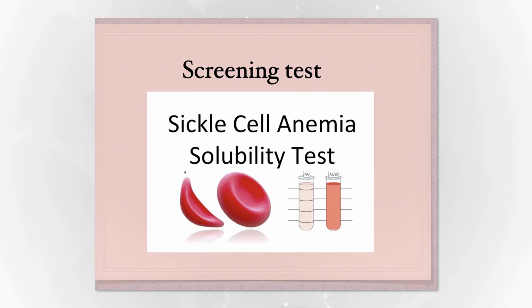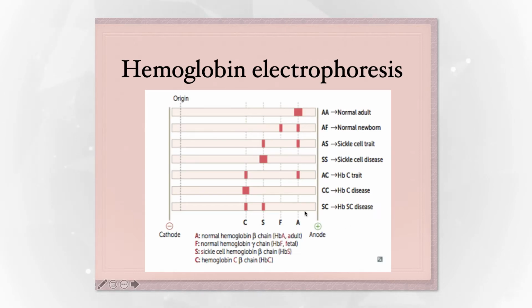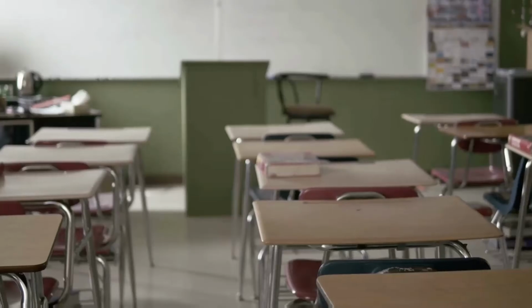As you can see here, this is a normal hemoglobin A in a normal adult. This is a combination of hemoglobin A and fetal hemoglobin in a normal newborn. Here's a sickle cell trait where they will have hemoglobin A and hemoglobin S combined. They will not have the clinical manifestation of the sickle cell disease. And here's a sickle cell anemia patient. They will have basically hemoglobin S. Then if they have SC, they will have S and hemoglobin C combined.